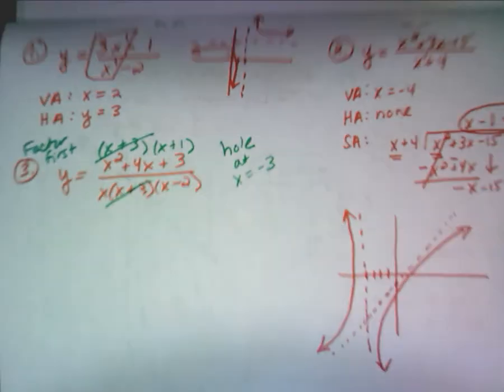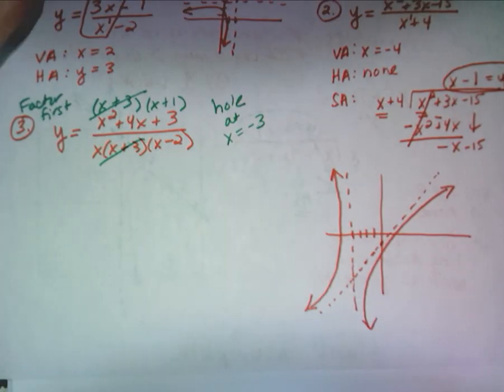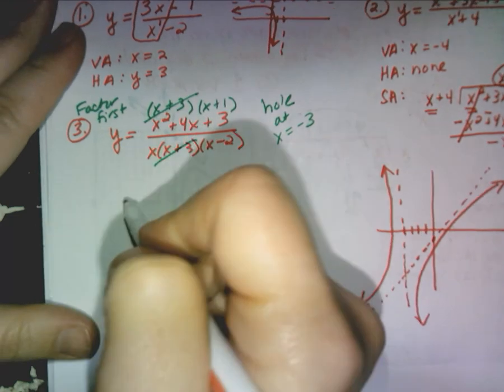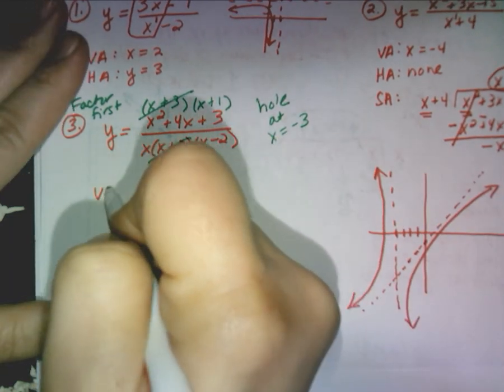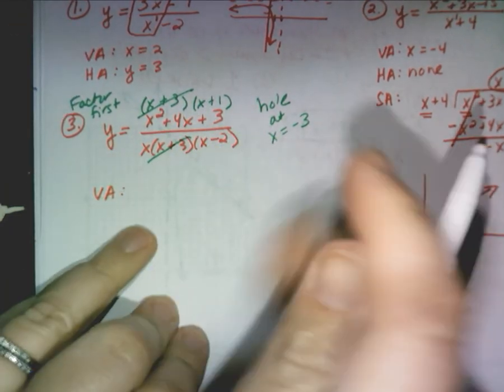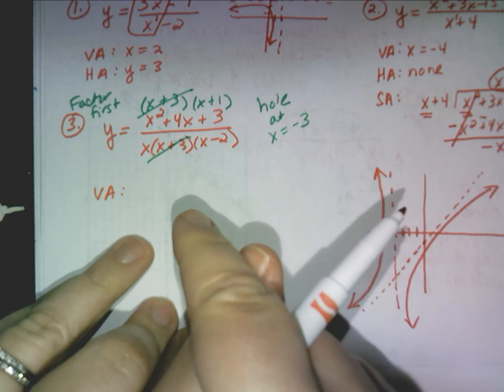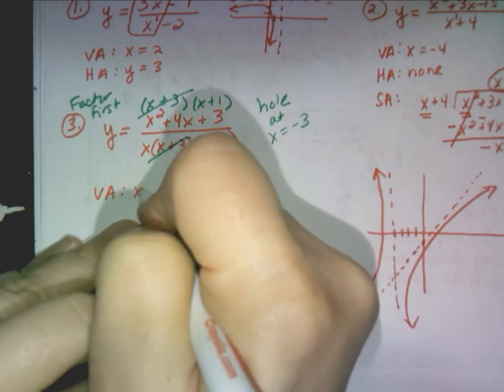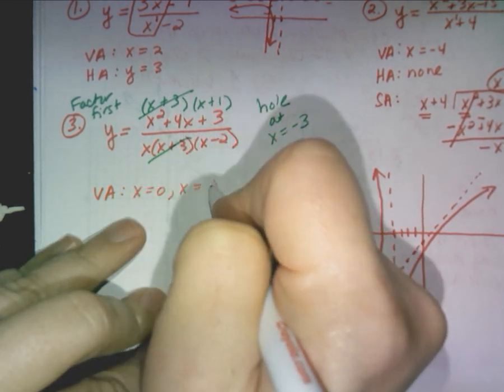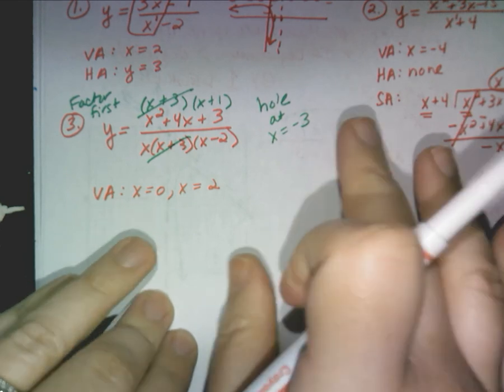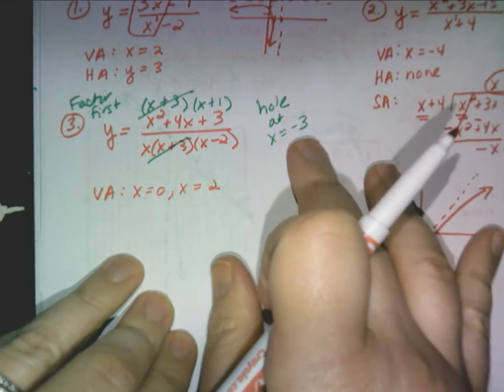Next year in calculus, we actually change that name. It's no longer called a hole. It's called a removable discontinuity. It's fun. I know. Why did they change it? Don't ask me. I didn't do it. So your vertical asymptotes are now where? At 0 and then at 2. You do not have a vertical asymptote at -3.